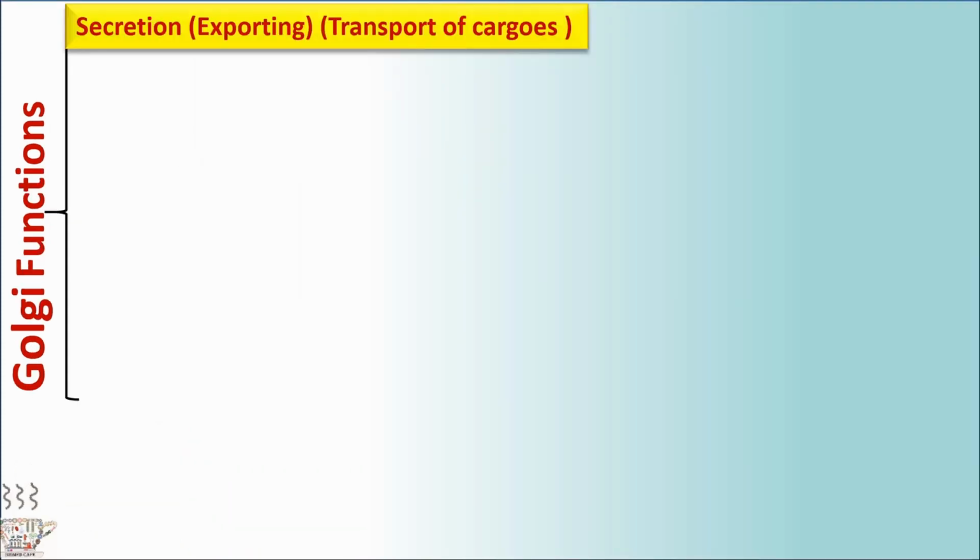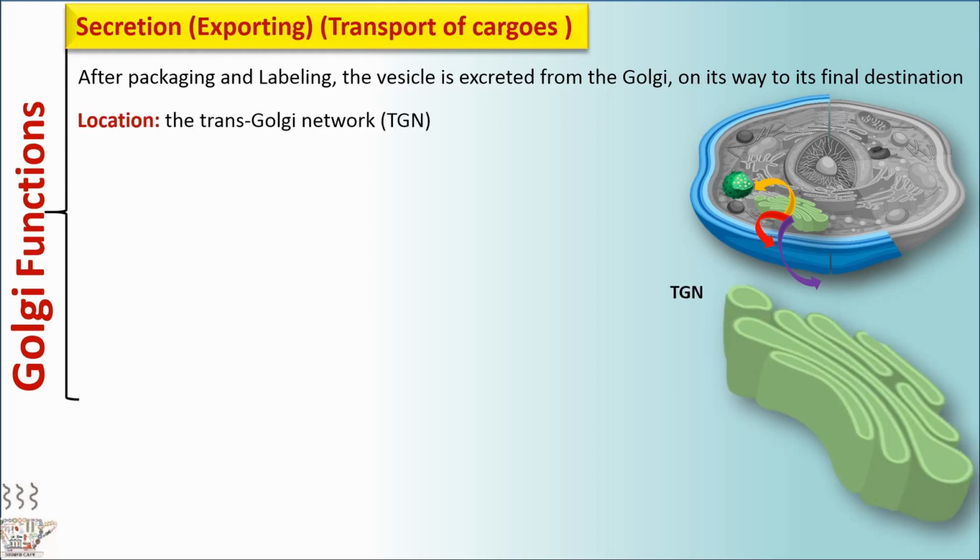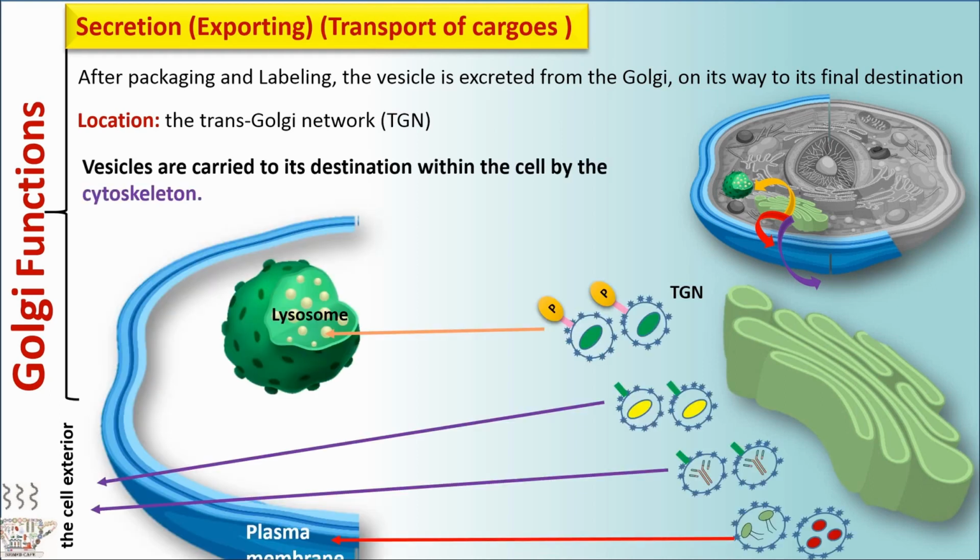Another function of Golgi complex is secretion or exporting or transport of cargoes. After packaging and labeling, the vesicle is excreted from the Golgi on its way to its final destination. This occurs in the trans-Golgi network or TGN. Vesicles are carried to their destination within the cell by the cytoskeleton.